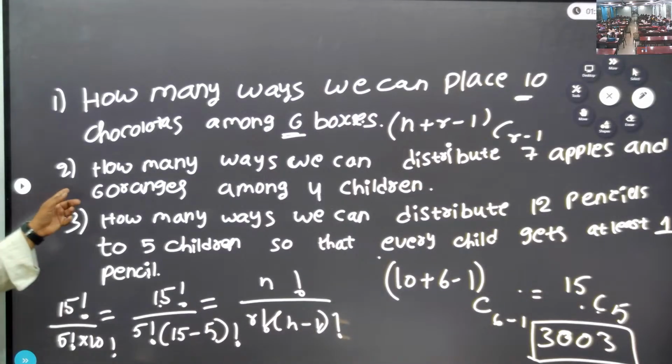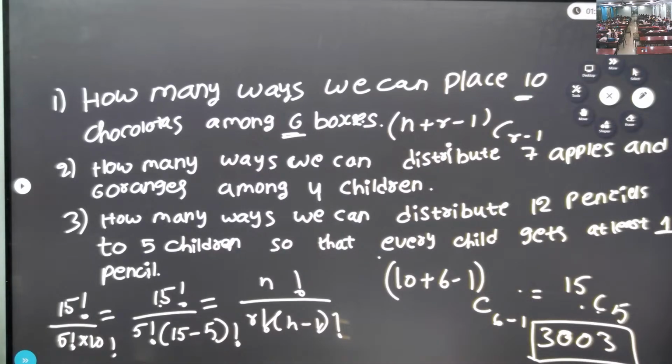Second question, how many of you are done with the second question? Anyone completed the second question? How many ways can we distribute 7 apples and 6 oranges among 4 children? Is it going to be the nCr or the n plus r minus 1 formula? The n plus r minus 1 formula, that is fine, very good. So it is in distribution.